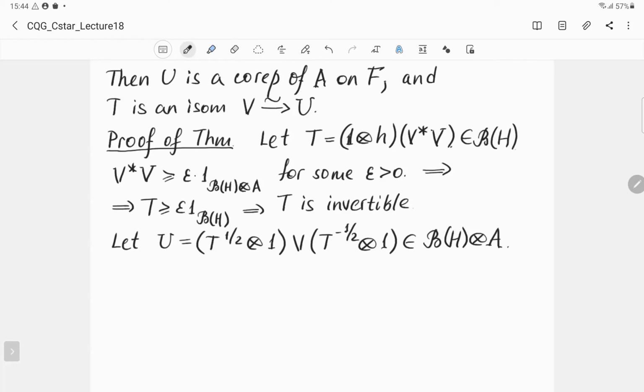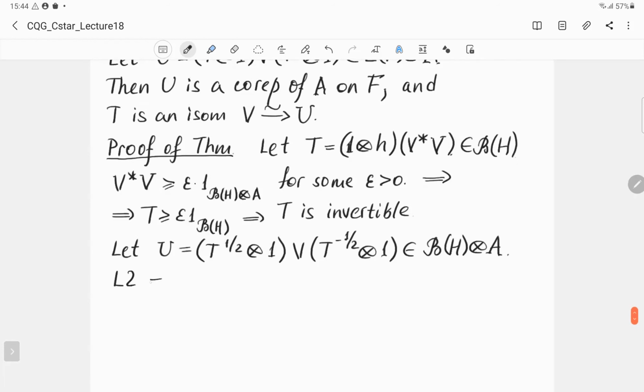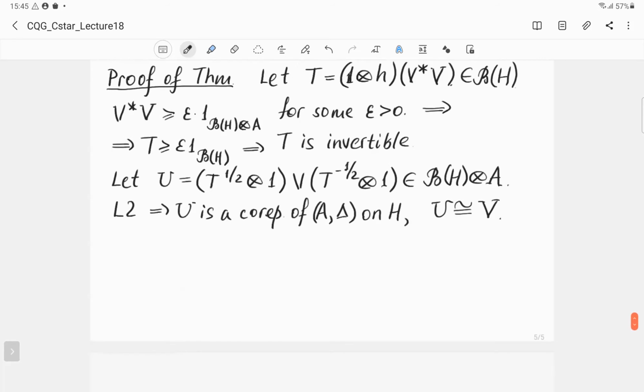And lemma 2 implies that U is a co-representation of A on H, and U is isomorphic to V. So now, to complete the proof, we have to show that U is unitary. Well, why is it unitary? Let's calculate U star U. We want to show that U star U equals 1. Since U is invertible, this will mean exactly that U is unitary.